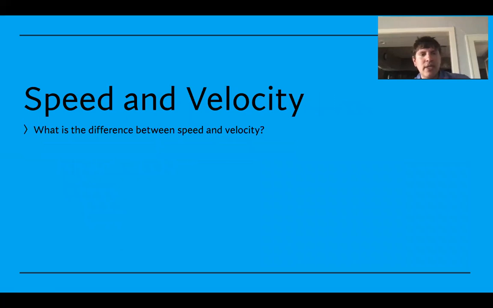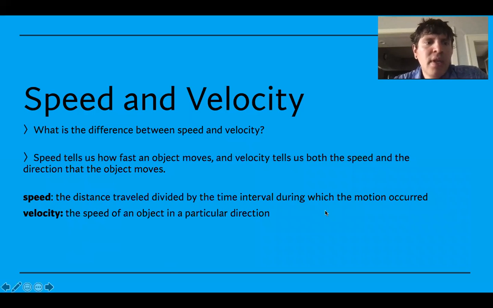Speed and velocity. What's the difference between speed and velocity? Again, I set this up for a group discussion, so we could discuss it with one another and see what kind of ideas we have. But as this is a recording, we don't really have that luxury. So just think about it to yourself and come up with an idea. What is the difference between speed and velocity?